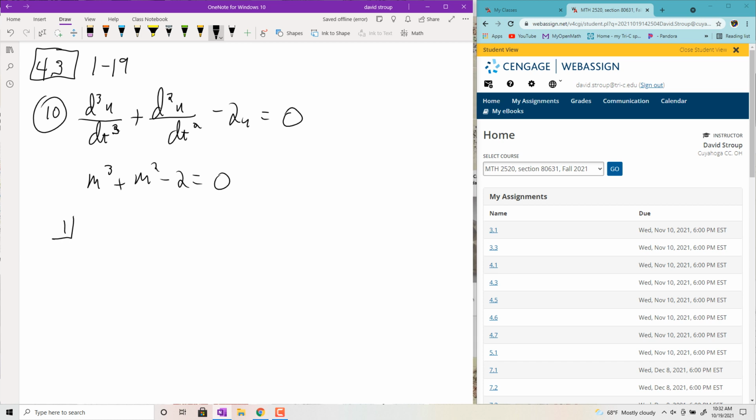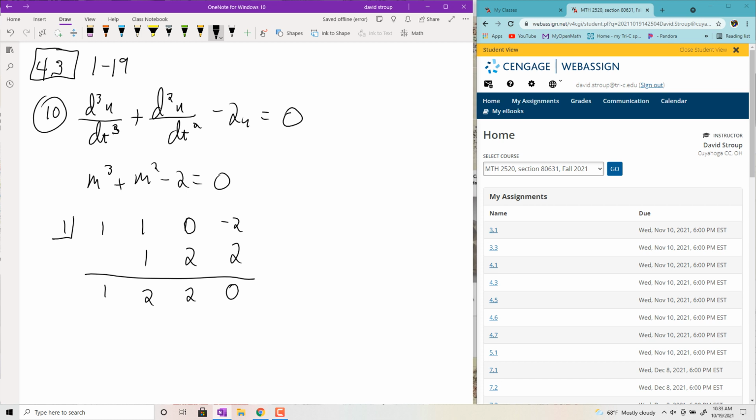So that's where I would use synthetic division. 1m cubed, 1m squared, 0m, negative 2. So bring down the 1. 1 times 1 is 1. 1 plus 1 is 2. 1 times 2 is 2. This would be a 0, this is for the 0m's. 0 plus 2 is 2. 1 times 2 is 2. Negative 2 plus 2 is 0.